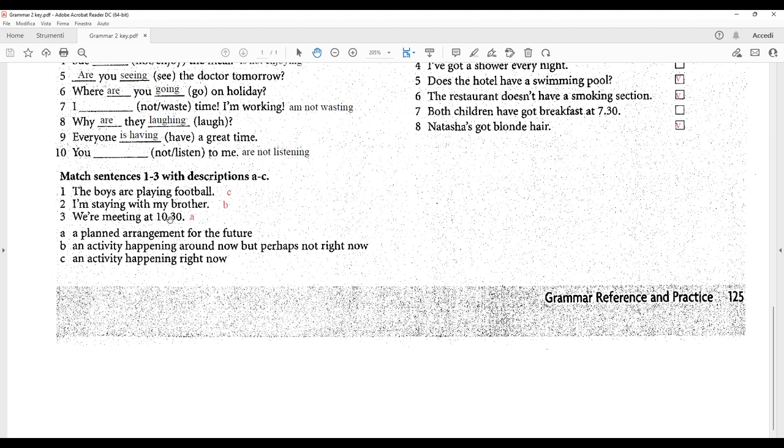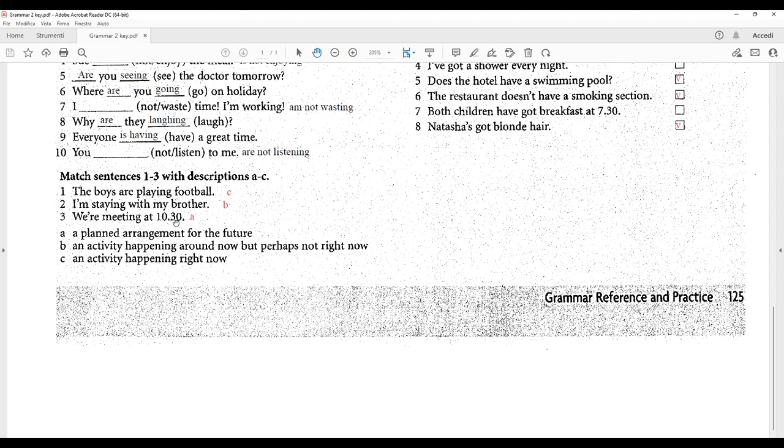Number 3, we are meeting at 10:30. 3 is A. It's a planned arrangement for the future. Okay, a planned arrangement. An arrangement is an appointment, for example, or a meeting that is planned, programmed. So it is something we have programmed for the future. And we are using the present continuous. We are meeting at 10:30 later tonight because we have an agreement.